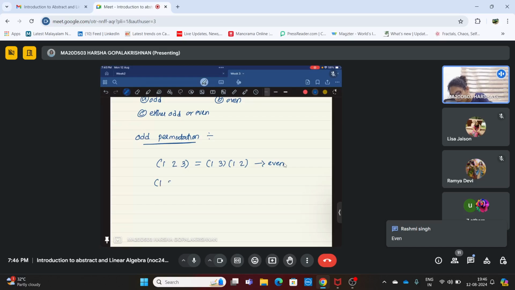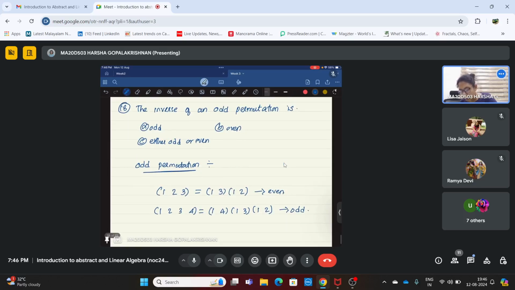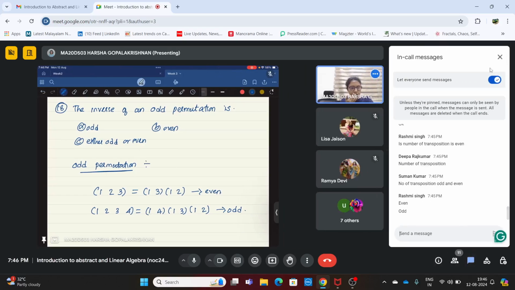And what about 1 2 3 4? This is (1 4)(1 3)(1 2). This is an odd permutation. Now, okay, using this example, can you say what will be the inverse of an odd permutation? Is this odd or even? It should be odd, right?